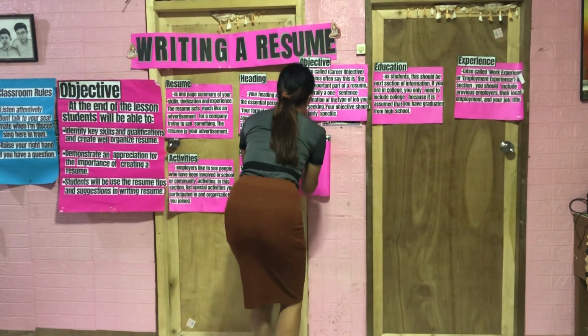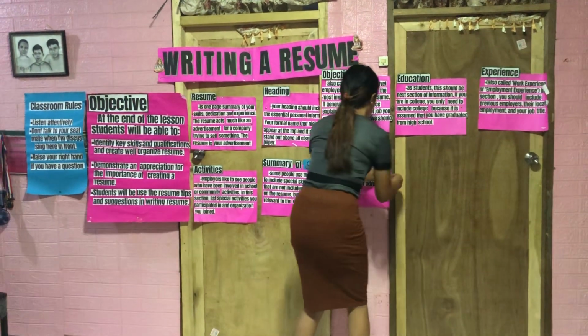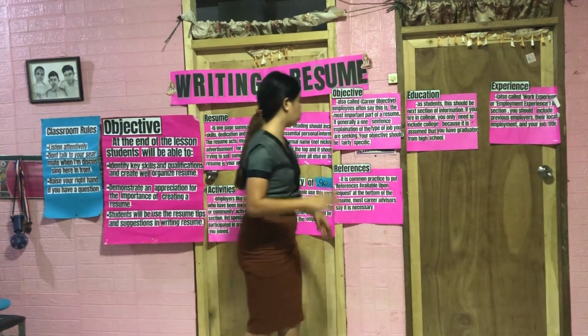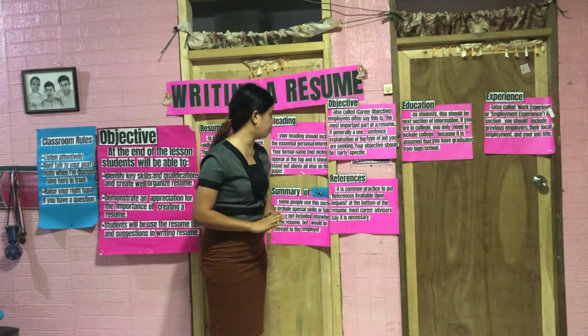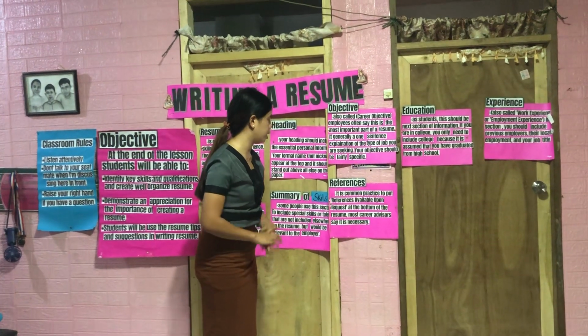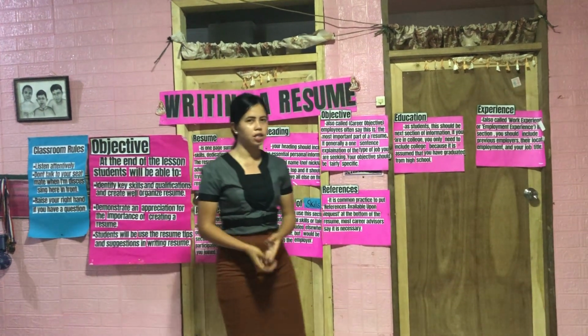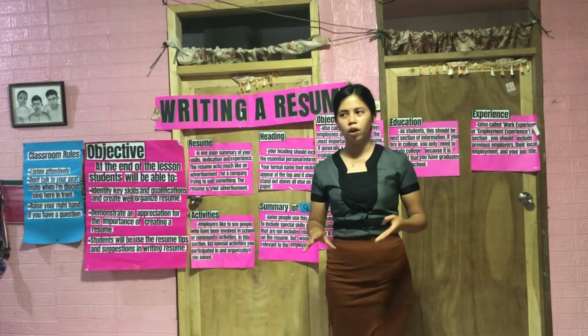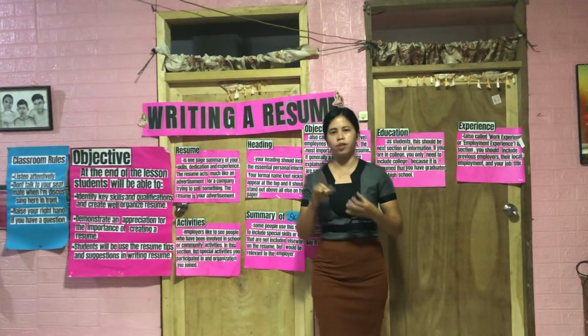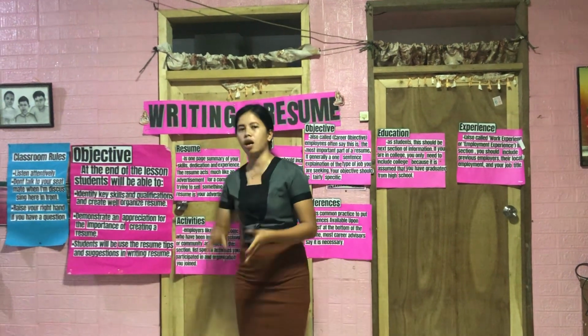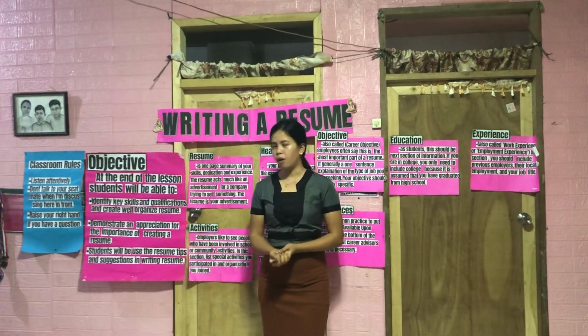So the next one is the references. References. It is a common practice to put references available upon request at the bottom of the resume. Most career advisors see it as necessary. So in references, it should list the people who can confirm your work ethics, skills, and work experiences. You can provide their names, the contact information, the job title, and the relationship to you. Are we clear, class? So now, what are the elements of a resume?